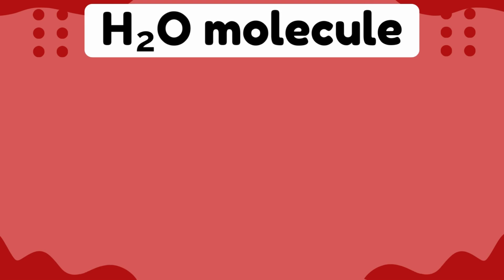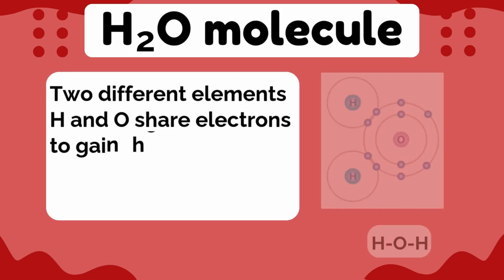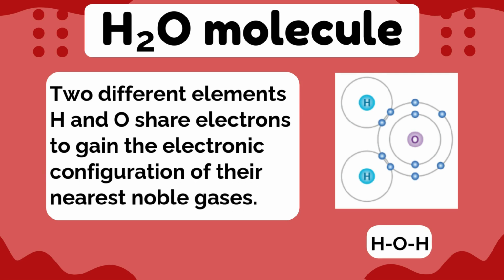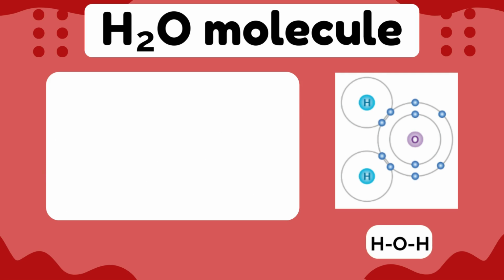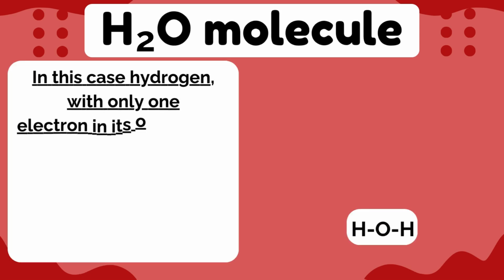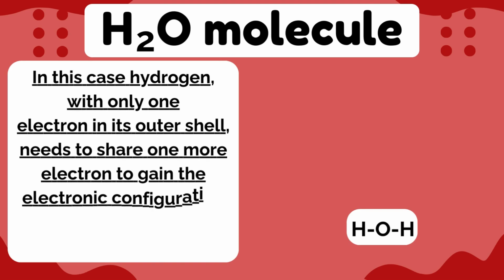Water molecule. Two different elements, hydrogen and oxygen, share electrons to gain the electronic configuration of their nearest noble gases. In this case, hydrogen, with only one electron in its outer shell, needs to share one more electron to gain the electronic configuration of helium.